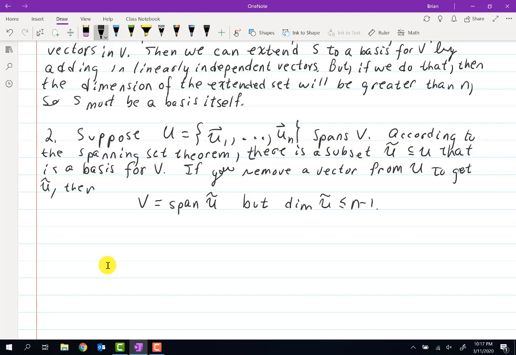That obviously cannot happen. And the spanning set theorem, I've already talked about it. It's basically what we just said there. If we have a spanning set, then some subset of it will still span but be linearly independent. That's what the spanning set theorem says, and so we get this result.